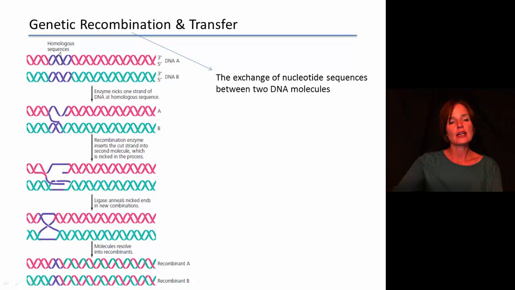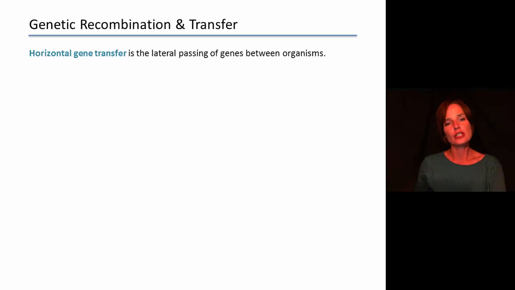If we look at another type of genetic variation, this is going to come from horizontal gene transfer. Horizontal gene transfer is the lateral passing of genes between organisms. Basically, it's not vertical gene transfer.